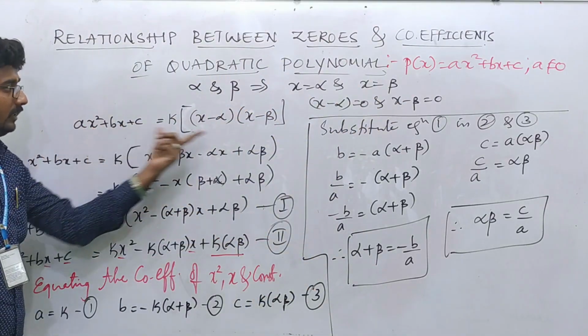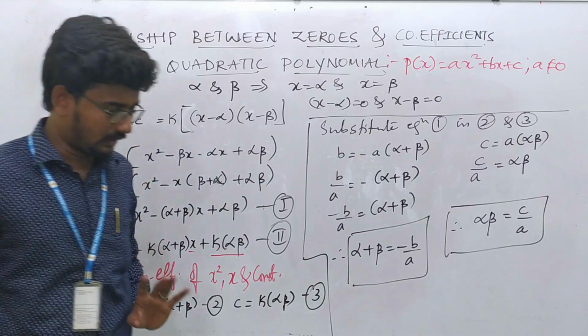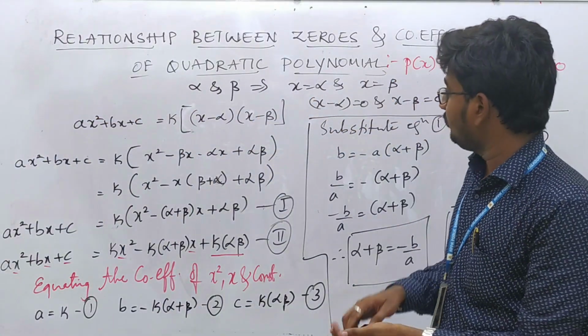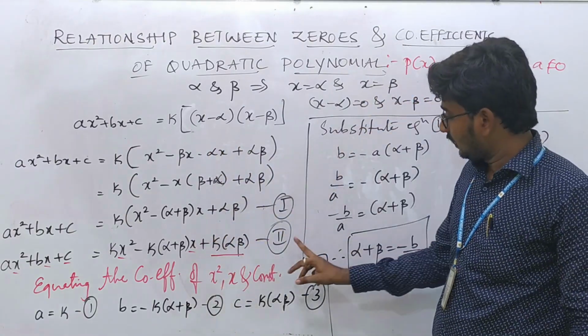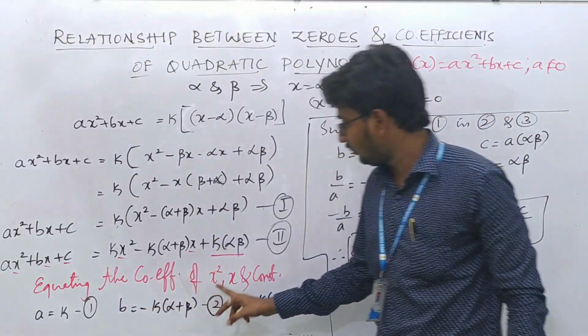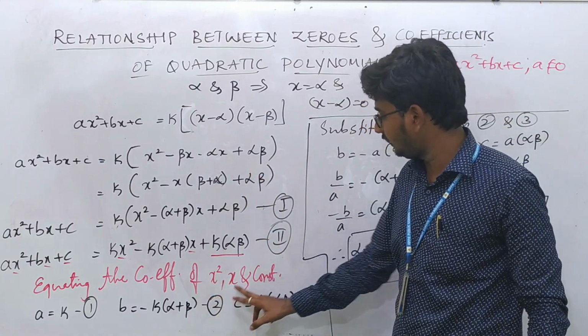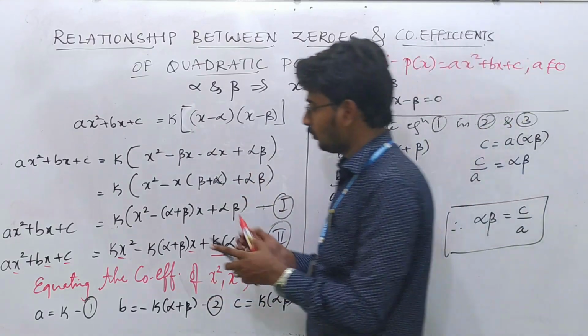Now compare these two. k is nothing but some constant term, it might be any constant. With the help of that, multiply the terms and you will get certain equations, 1 and 2. Compare, equate the coefficients of x square, x and the constant term of equation 2.